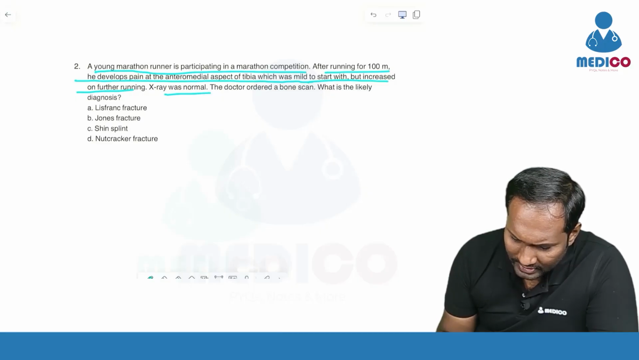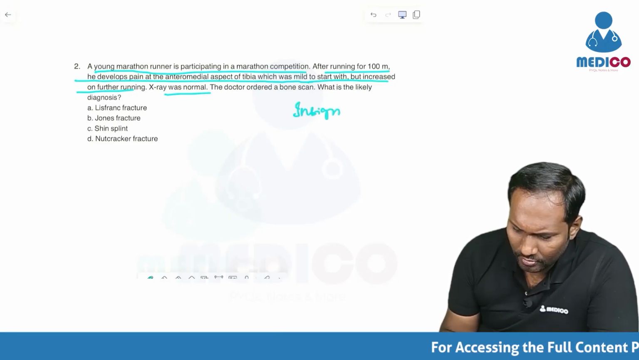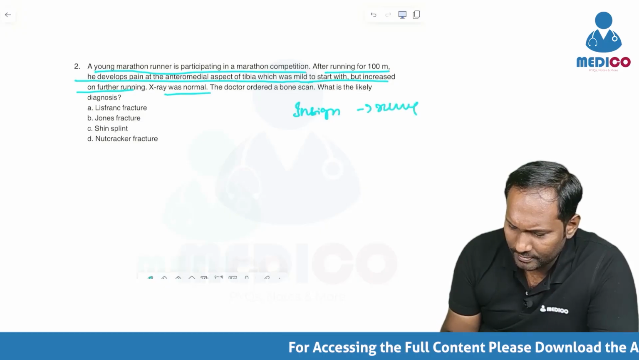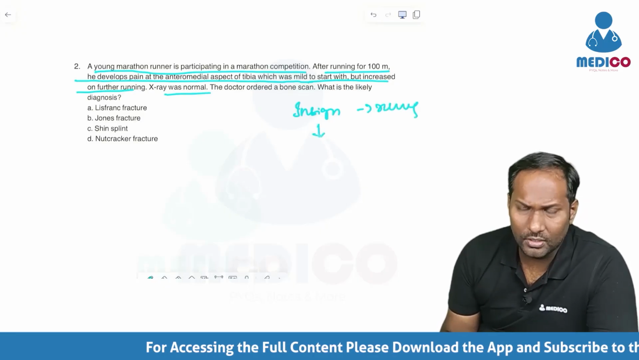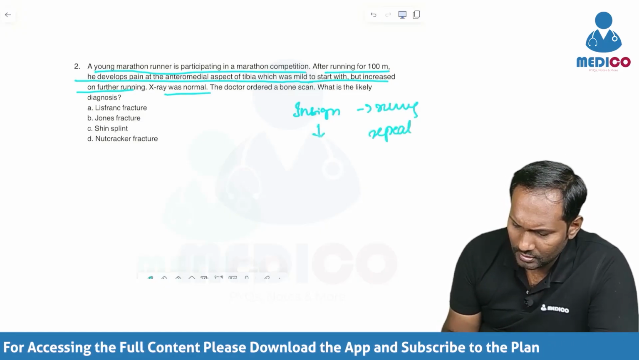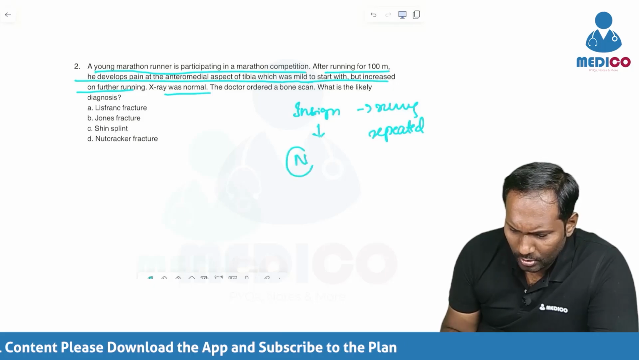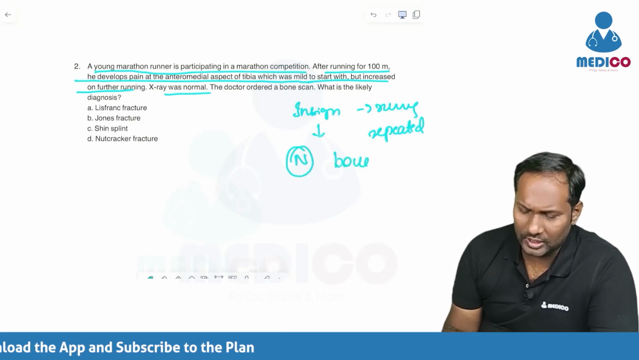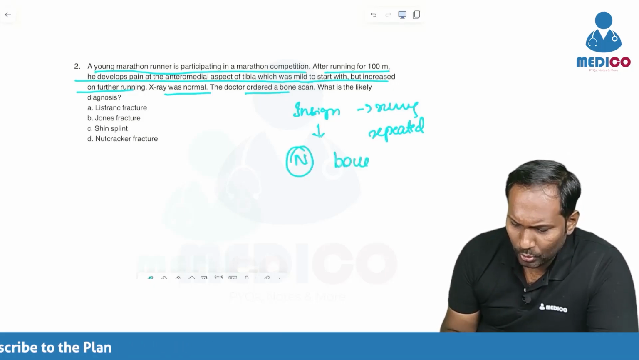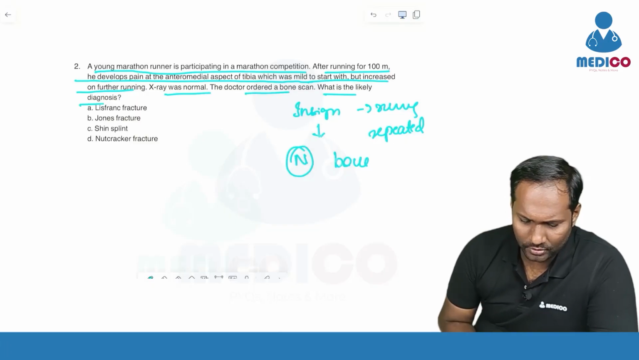The trauma, he's getting pain. So some insignificant trauma is there. Why? Because of running again and again. So repeated trauma on a normal bone. There are no signs of pathology. So the doctor ordered a bone scan. What is the likely diagnosis?